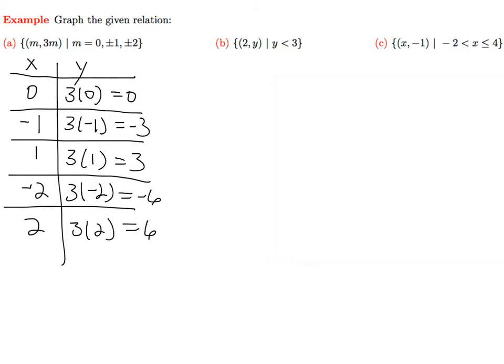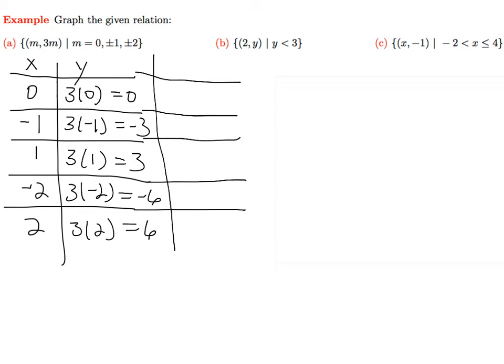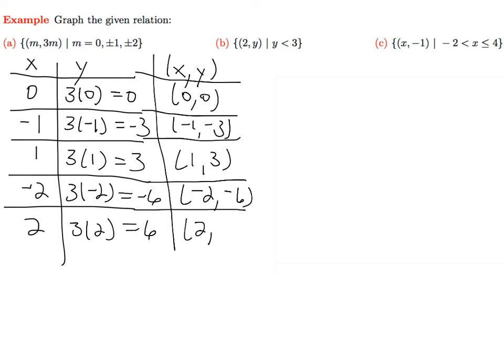So this means as coordinates that we're going to plot in the plane, we would have the point (0, 0) satisfies this relation, the point (-1, -3) satisfies this relation, (1, 3), (-2, -6), and (2, 6), and this is it. So there are a total of 5 points that satisfy this relation.